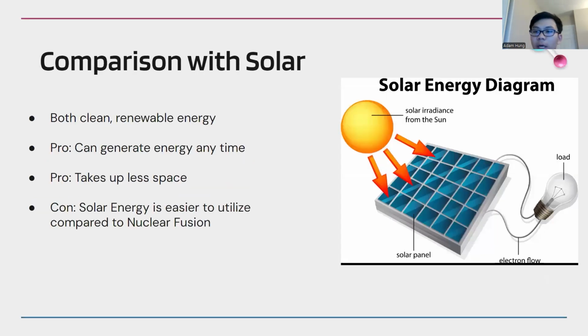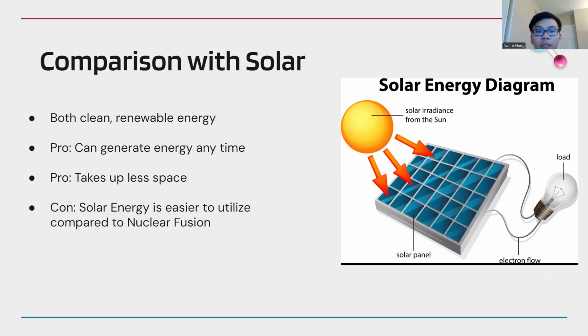So the second energy we're going to be comparing fusion to is solar. Both of them are clean renewable energy. A pro for fusion is that it can generate energy at any time, while solar is dependent on both the sun and the weather. Additionally, fusion takes up less space because for solar, in order to generate energy effectively, there will be a lot of solar panels spanned across a very large amount of space, which nuclear fusion does not need. For fusion, it only requires a nuclear fusion device in order to generate energy.